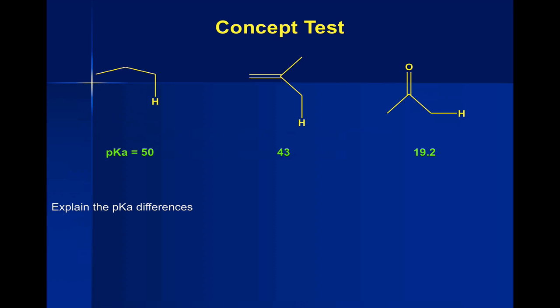So does that make this one stronger or weaker than this one? It's got a pKa of 19.2. This one has a pKa of 43. This is a stronger acid. This is the strongest of all, because the conjugate base is more stable here than this conjugate base. Why is it more stable? Well, if I have a negative charge, would I rather be on oxygen or carbon? Right, because of electronegativity. That make sense? Perfect.